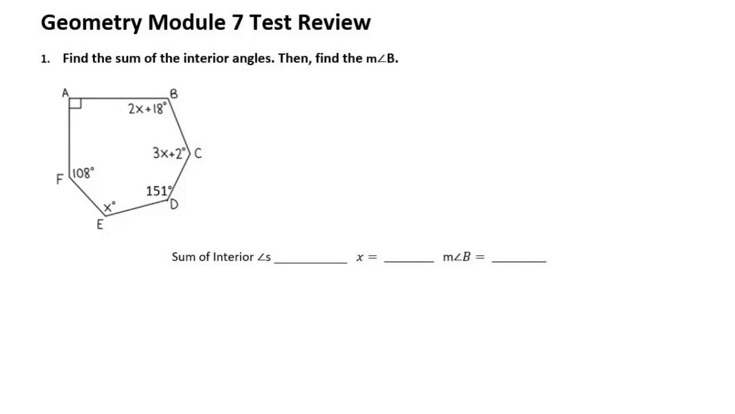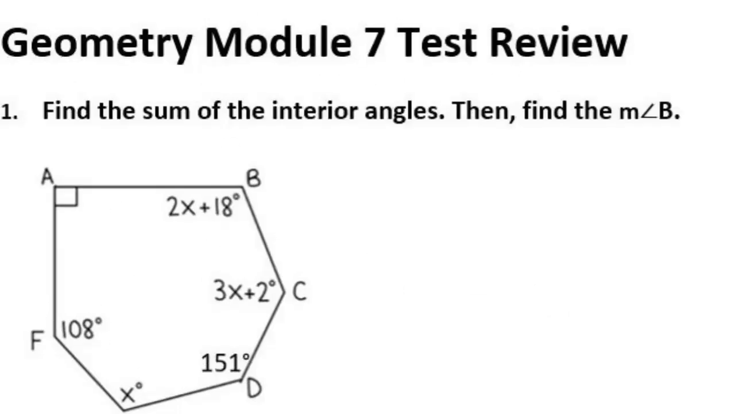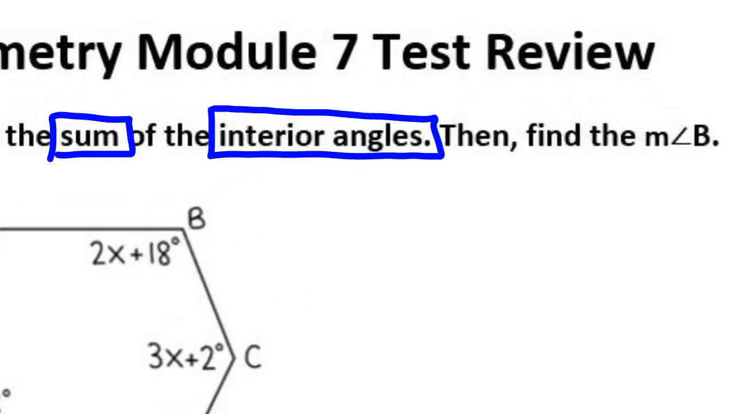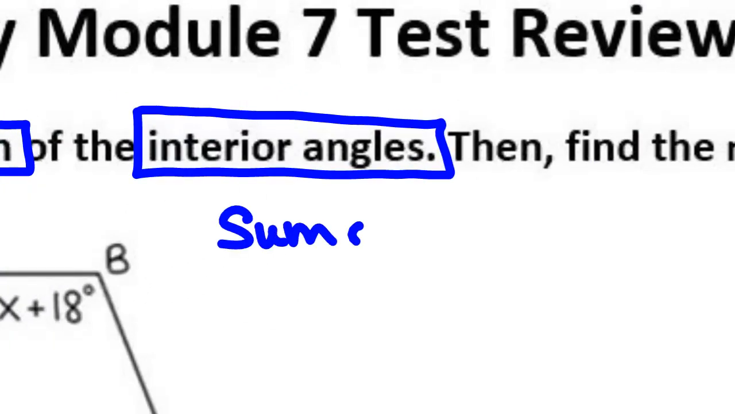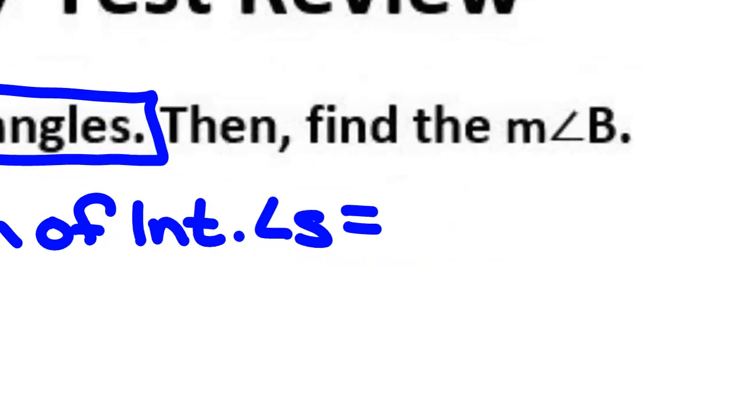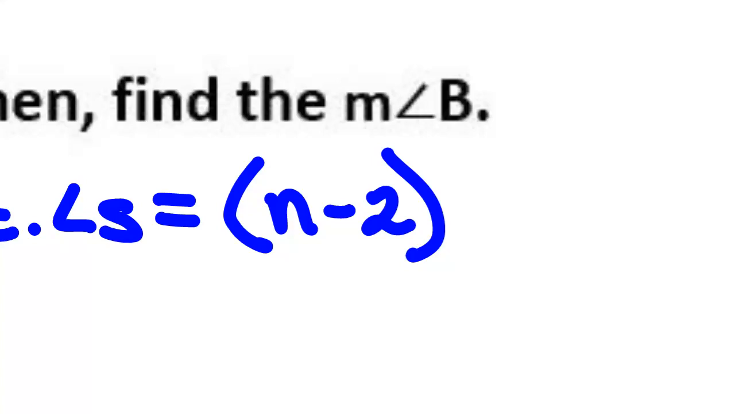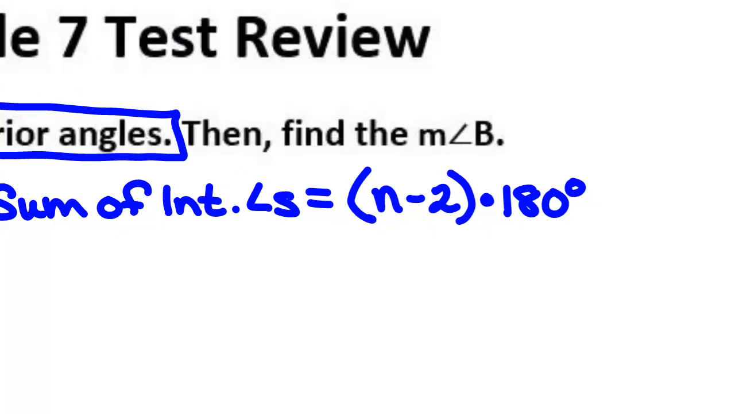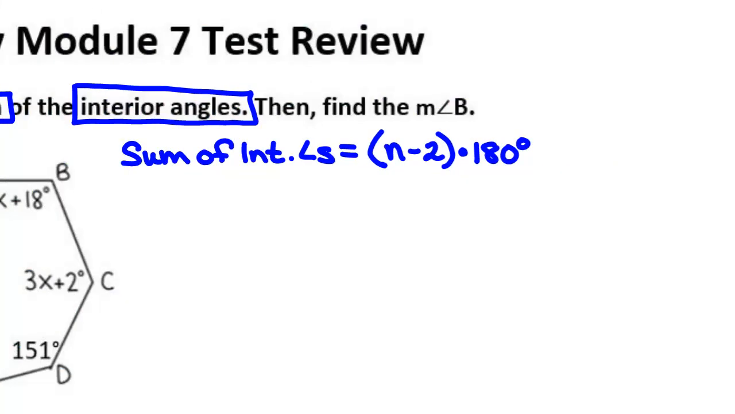Which problems would you guys like to see me go over? Number 1, sounds good. Let's start there. So the first thing we need to do is to find the sum of the interior angles. To find the sum of the interior angles, we take the number of sides we have, we call that n, we -2 from it, because this gives us the number of triangles we could make inside that figure, and then we multiply that by 180 degrees. It's always number of sides -2 times 180.